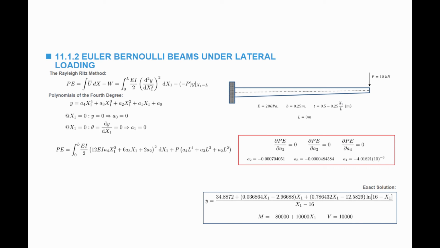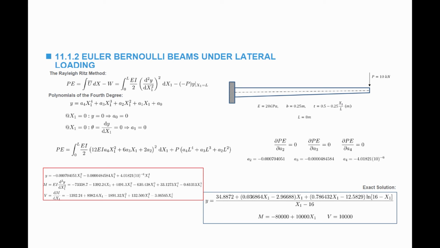Taking the derivative of the potential energy with respect to the three variables, A2, A3, and A4, and equating the three equations to 0, we can get a number for A2, for A3, and for A4. And so, a polynomial of the fourth order gives me the shown solution. This is the approximate solution for y, the approximate solution for the moment, and the approximate solution for the shear.